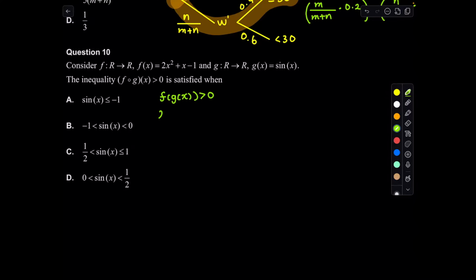So it's basically 2, and you basically represent all the x's will be replaced with sine. So this will be 2 sine squared x plus sine x minus 1 greater than 0. Of course, you know, this is quadratic, so we can actually just let u be sine x, yeah? So we can write that as 2u squared plus u minus 1 greater than 0.